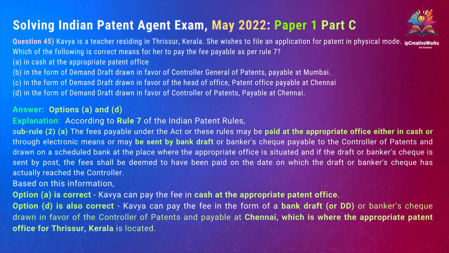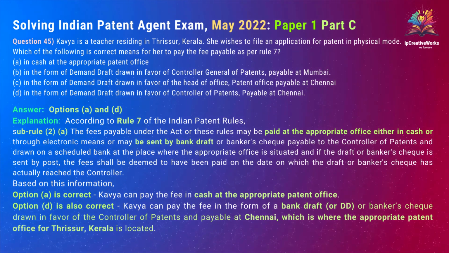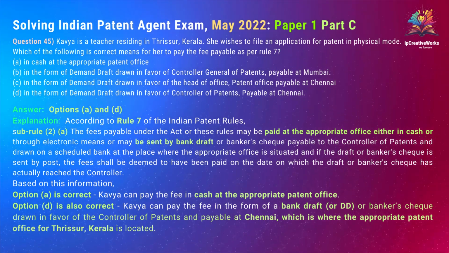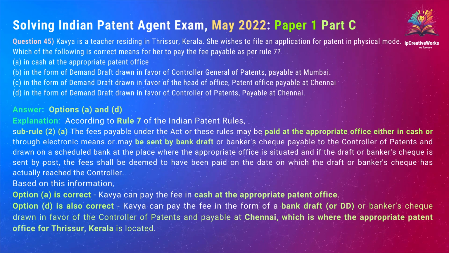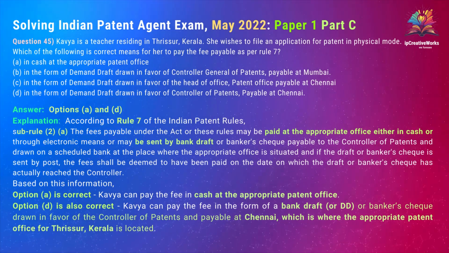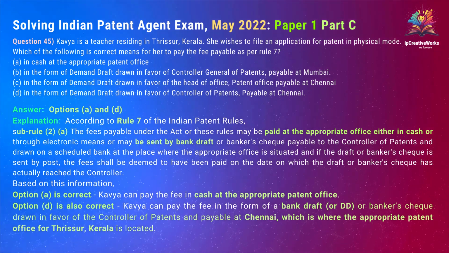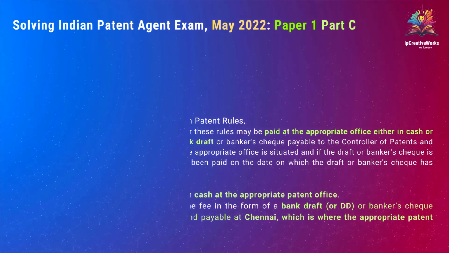Based on this information, option A is correct. Kavya can pay the fee in cash at the appropriate patent office. Option D is also correct. Kavya can pay the fee in the form of a bank draft or banker's check drawn in favor of the Controller of Patents and payable at Chennai, which is where the appropriate patent office for Thrissur, Kerala is located.